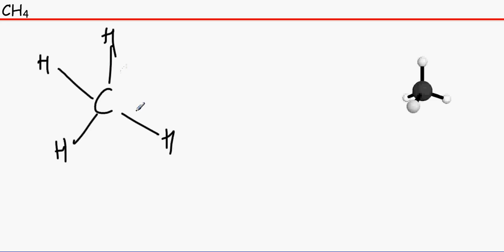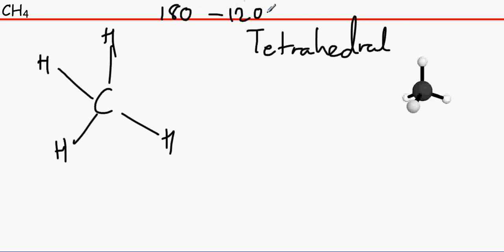repel each other. So now they're going to do it in a 3D way, on an X, Y, and Z axis. I know this is pretty mind-boggling, but let's just come back to that. So this shape is called tetrahedral. That's the first thing, tetrahedral. And the bond angle has gone from 180 to 120 to 109.5.